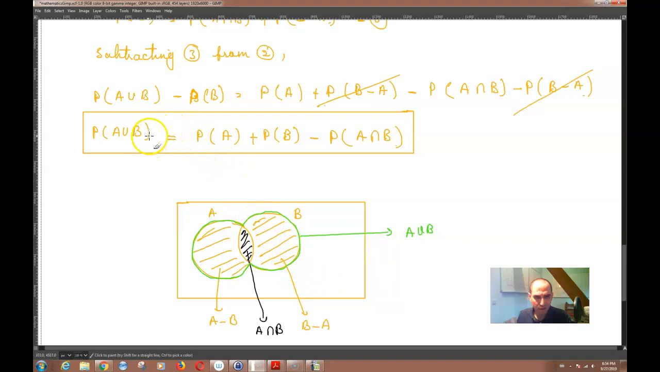So as you can see, this is P of A union B. This whole area is equal to P of A, which is this part over here, plus P of B, which is this part over here. And you can see that we have counted this intersection already twice, so I have to subtract it from the result. Meaning that P of A union B is the same thing as P of A plus P of B minus P of A intersection B.